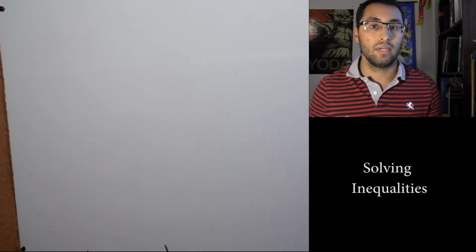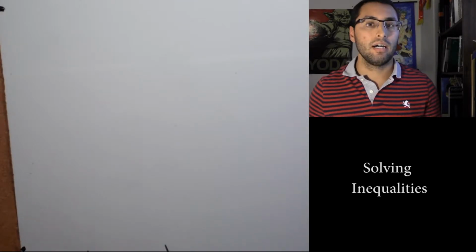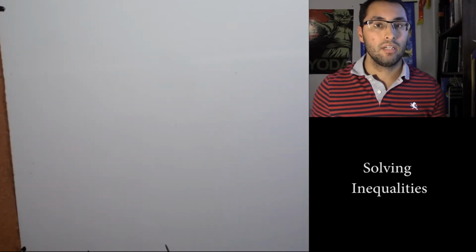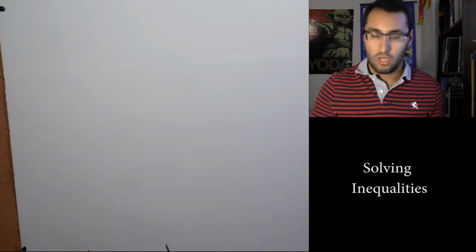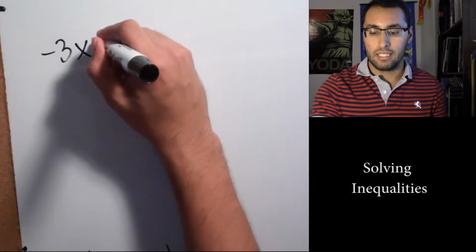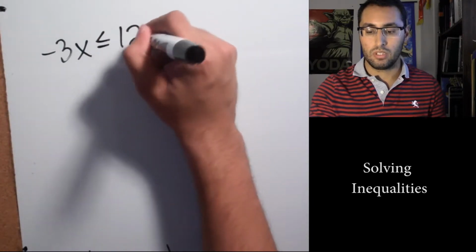It differs with an equation, and it's that whenever I divide or multiply only those two things by a negative, I flip the sign. Okay? Well, I'll give you one. Let's have negative 3x is less than or equal to 12.